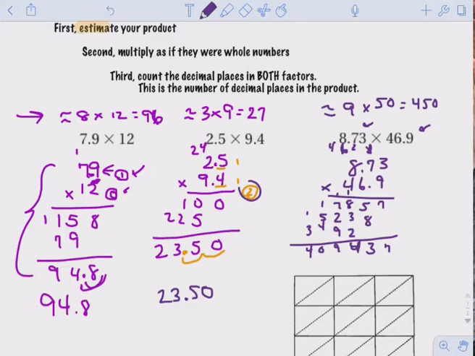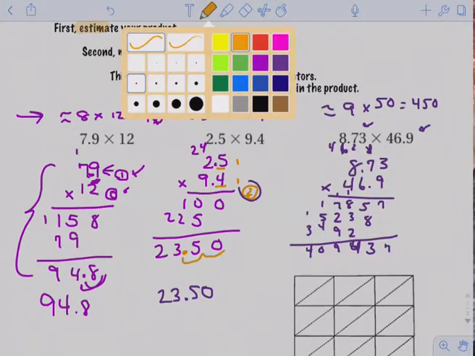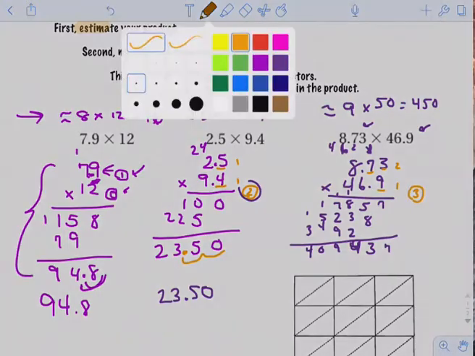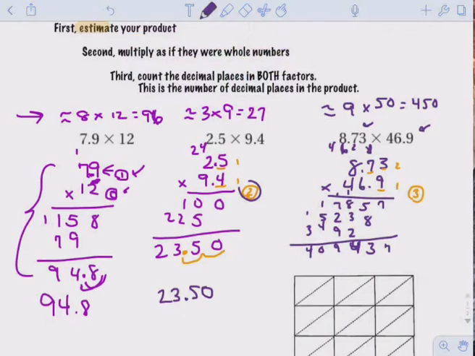So we multiplied them as if they were whole numbers, and now we count up our decimal places in both factors. 1, 2 here, and 1 here, for a total of 3. So our answer should have 3 decimal places in it. 1, 2, 3. Okay, so we have an answer of 409.437.